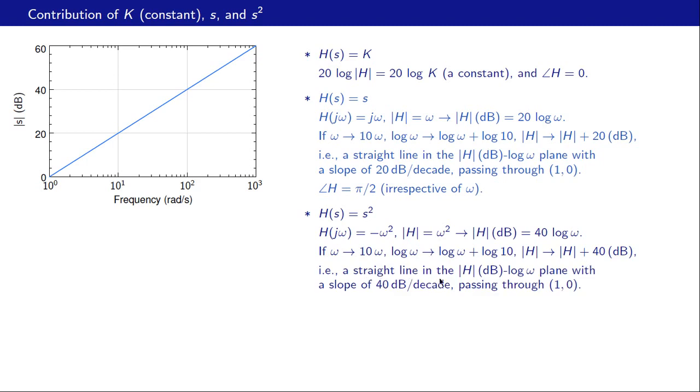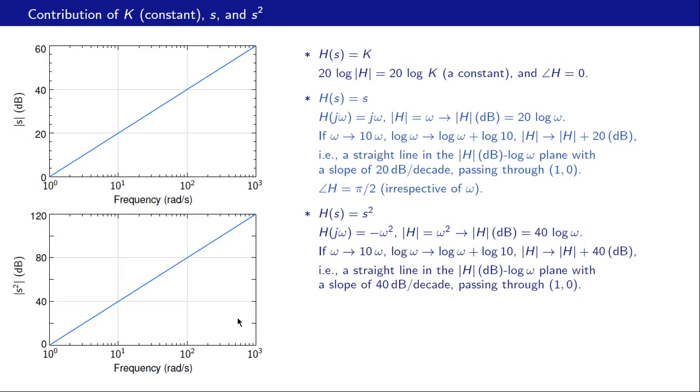So it's a straight line in the h versus log omega plane where h is in dB with a slope of 40 dB per decade and passing through omega equal to 1, h equal to 0 dB. Once again, put omega equal to 1 here, we get 0 dB. So this is our omega equal to 1, so that passes through 0 dB, and this line has a slope of 40 dB per decade. When we go up in frequency by 1 decade or 1 order, we go up in mod h by 40 dB.